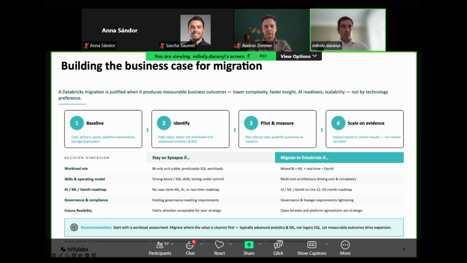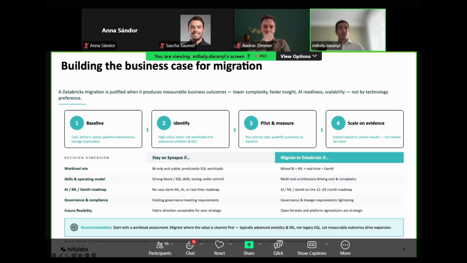And the next block is all about the decision dimensions. As we mentioned before, there are a few dimensions which you need to take into account. First of all, you need to understand your workload mix. We suggest staying on Synapse if you only need stable BI operation with predictable SQL workloads. If you believe that you need a specific workflow with expanding machine learning, real-time, and GenAI, you need to migrate to a modern data platform like Databricks.